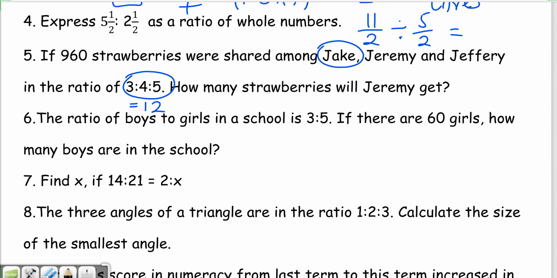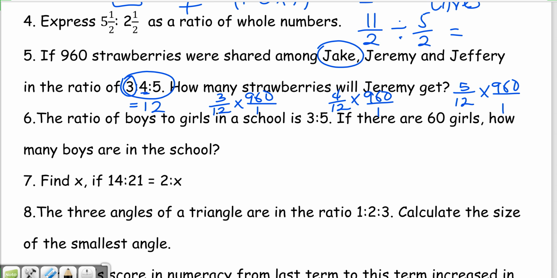To get Jake's share, you take the first ratio, which is Jake's ratio, over the total ratio. That is 3 over 12 times what they are sharing over 1. Then you get your answer for Jake. For Jeremy, same way, is the second person, so you take the second ratio. That will be 4 over 12 times 960 over 1. And same thing for Jeffrey, which is 5 over 12 times 960 over 1. Then you cut it out and get your final answer.